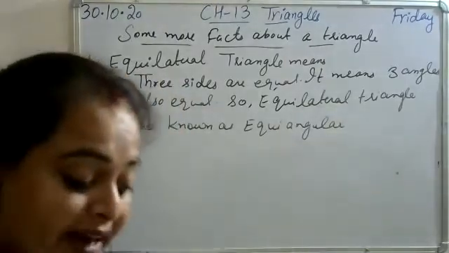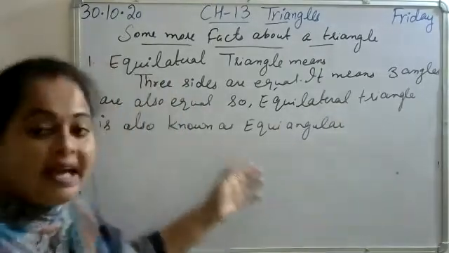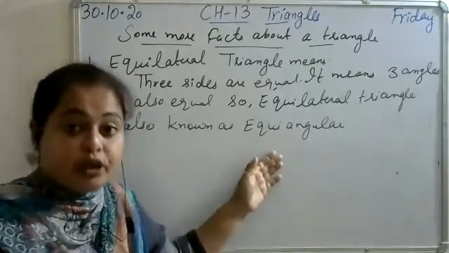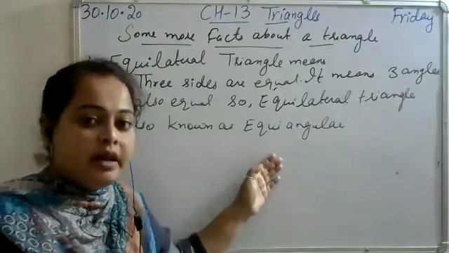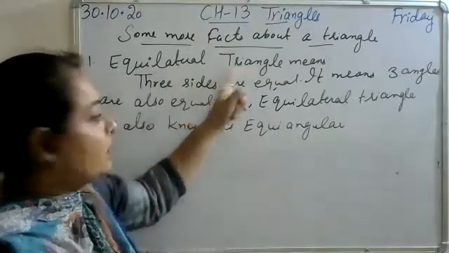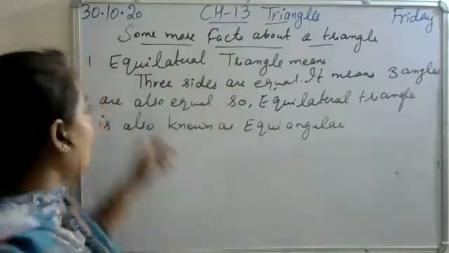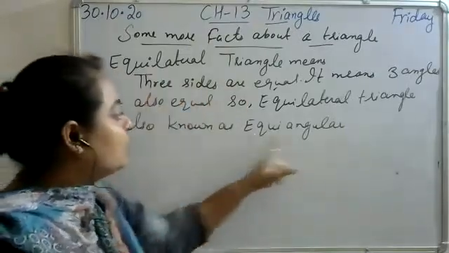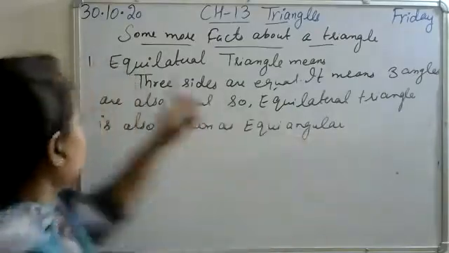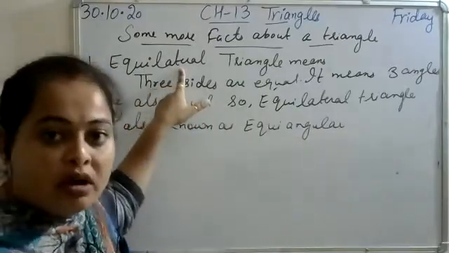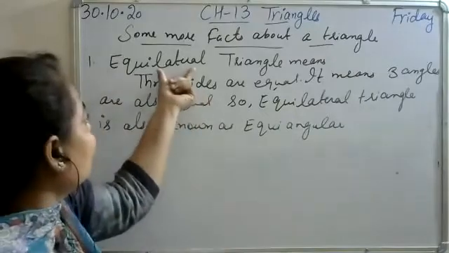So you will find this in fill in the blanks, true, false, MCQs. What is the another name used for equilateral triangle? The another name used for equilateral triangle is equiangular. Lateral word is used for sides. What is the meaning of lateral?